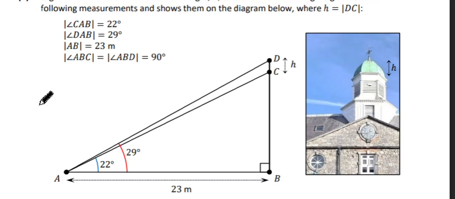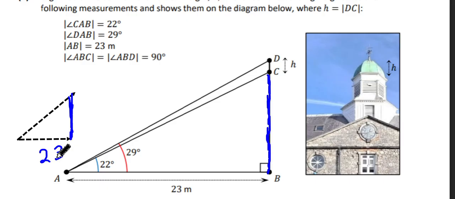They want to know the height of H. Agreed? So here's what I'm going to do. I'm going to target the blue line first. Does everybody see the blue line? The blue line is opposite an angle of 22, and it has a base of 23. Everybody see that's 23? The angle's 22.